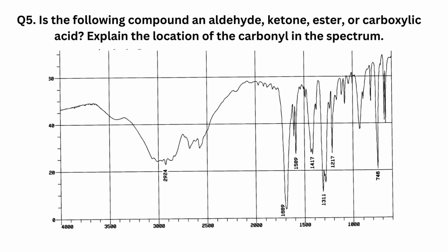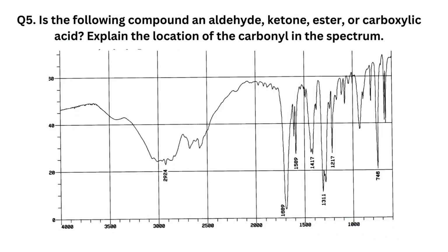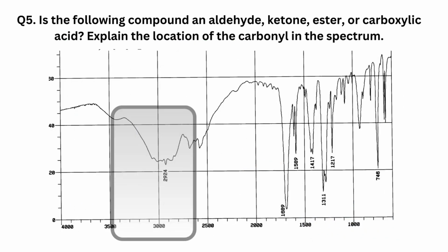If you see the spectra, the carbonyl peak is at 1689. That means it is less than the peak value of ketone, which is 1715. Only carboxylic acids and amides have peak values less than ketones. Esters and aldehydes have higher peak values than ketone, which is 1715. Moreover, the spectra also contains a broad band for OH in this area. So it is a carboxylic acid compound.